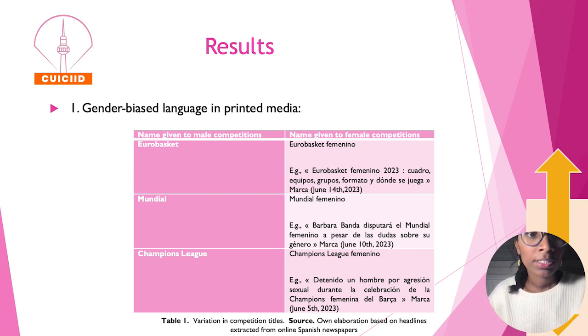In gender-biased language in printed media, the initial observation of the headlines of sports sections from various Spanish online newspapers revealed a consistent pattern in which the term femenino was employed as a descriptor when reporting on competitions involving female players, such as Eurobasket Femenino, as you can see over here. Nevertheless, in the case of competitions featuring male teams, the term masculino, or masculine, was not used at all, as it was presumed to be kind of implicit.